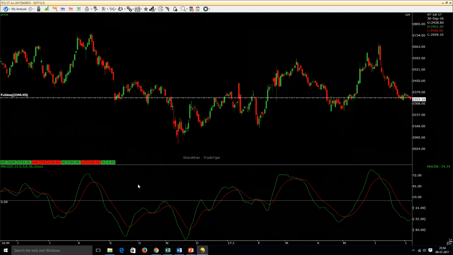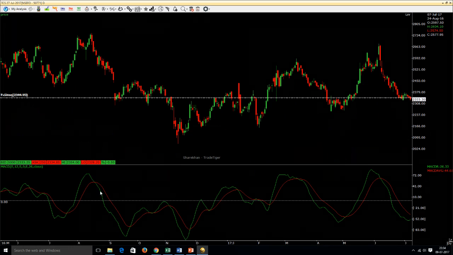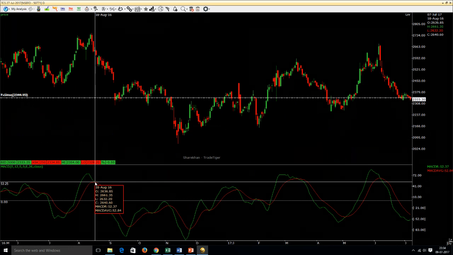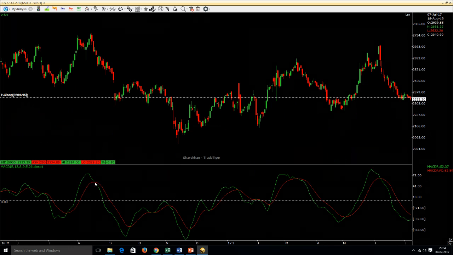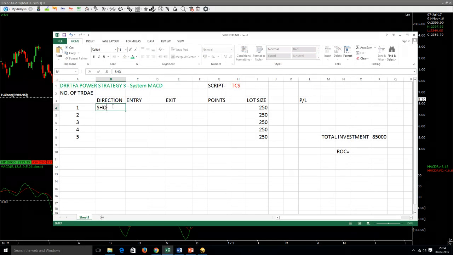So let's see. For the illustration, say we started our trade here where we have a crossover from the short period moving average going below the long period moving average, where the price of TCS is 2,640. So we're going to put our trade short, entry is 2,640.